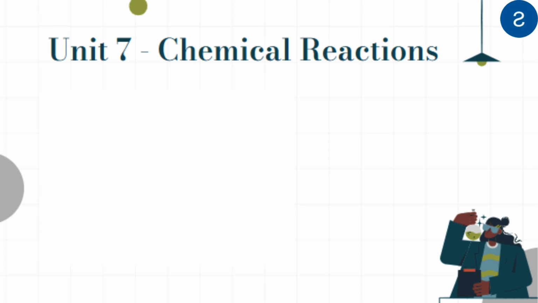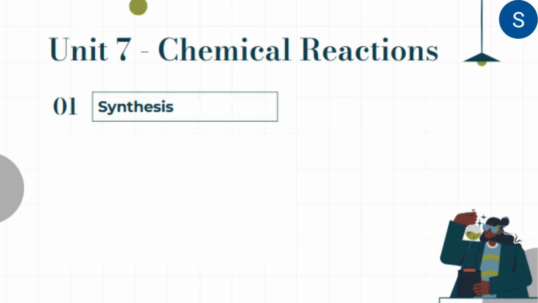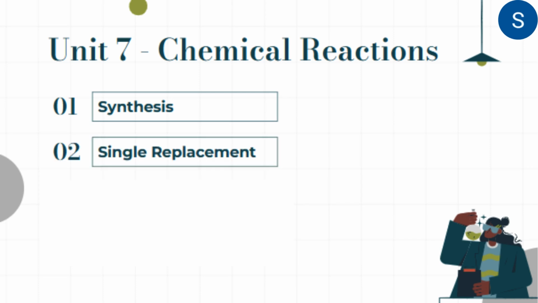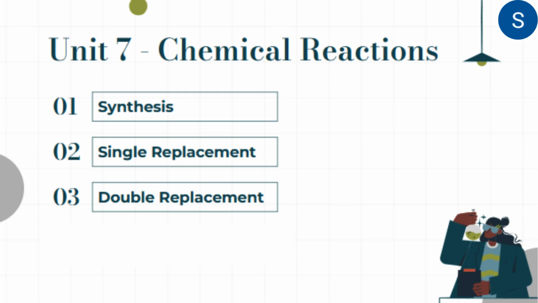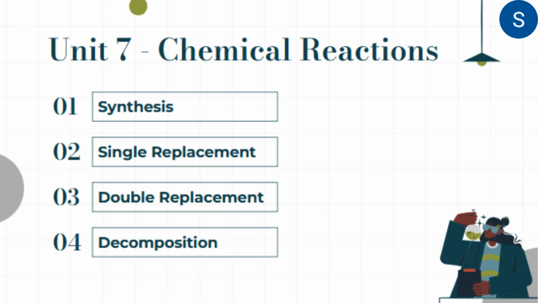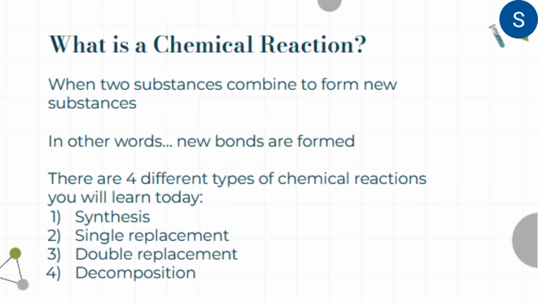Welcome to Unit 7. In this unit, we will be covering chemical reactions. We will be going into synthesis reactions, single replacement reactions, double replacement reactions, and decomposition reactions.